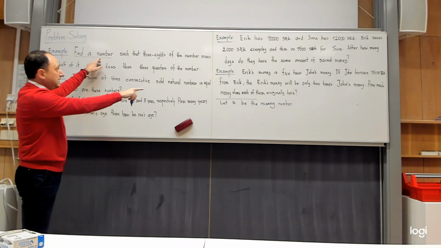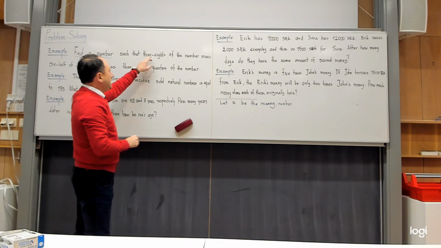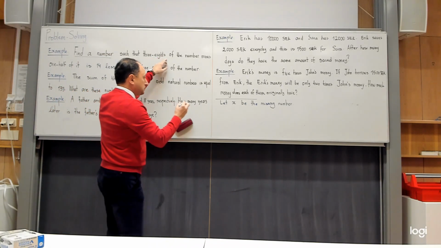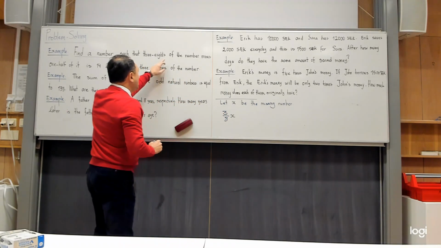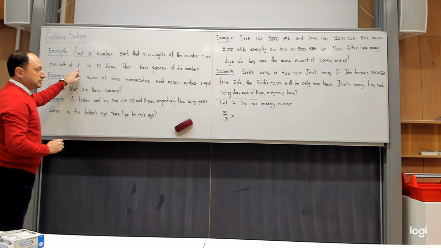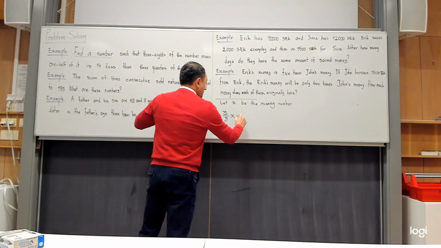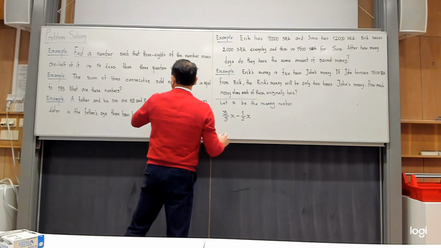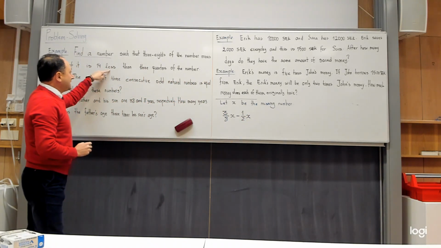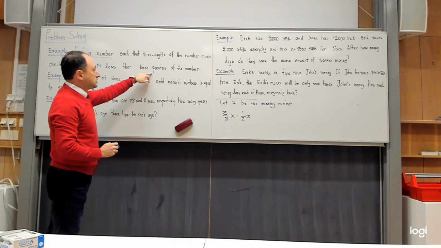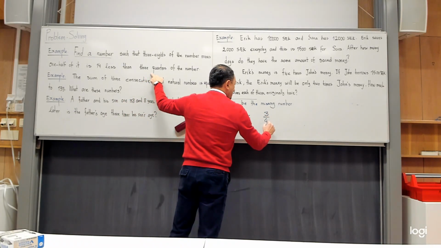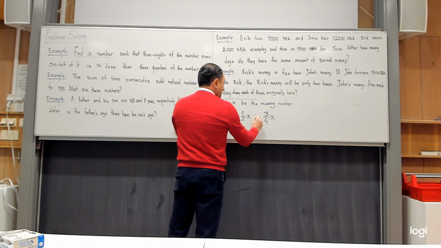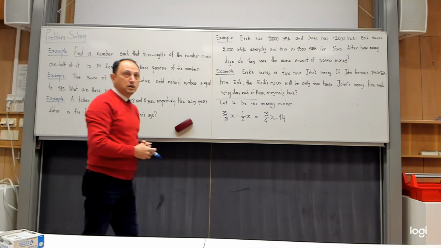We want to find x such that 3/8 of that number. What does it mean? 3/8 of that number minus 1/2 of it, yes, is 14 less than 3/4 of the number. So it means that if you have 3/4 of that number, this number is equal to 14 less than this number. Yes? So that's it.